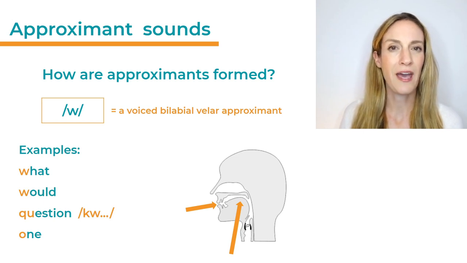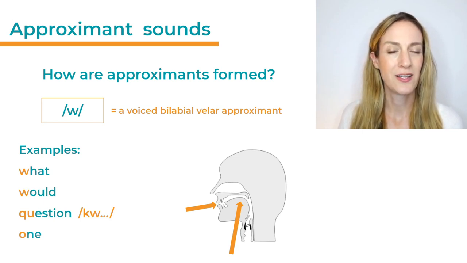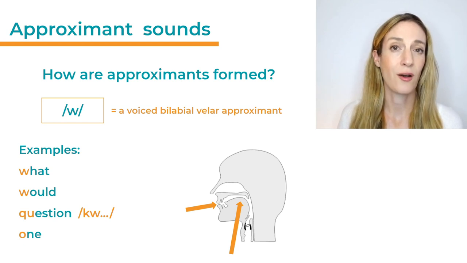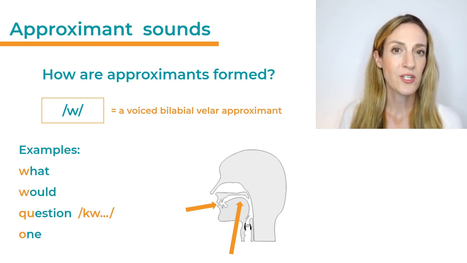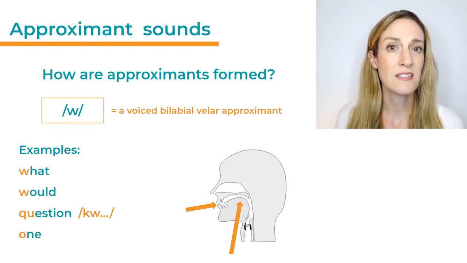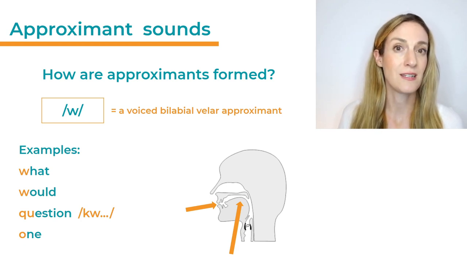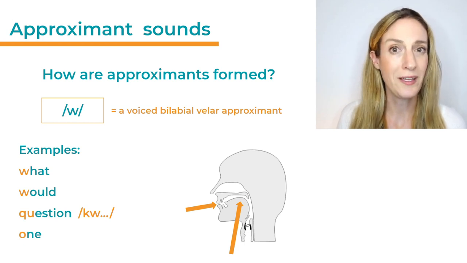For example, we have what, would, question, one. The first two words are quite simple. Both times the sound W is represented by a W. Looks exactly the same as the sound symbol, W.